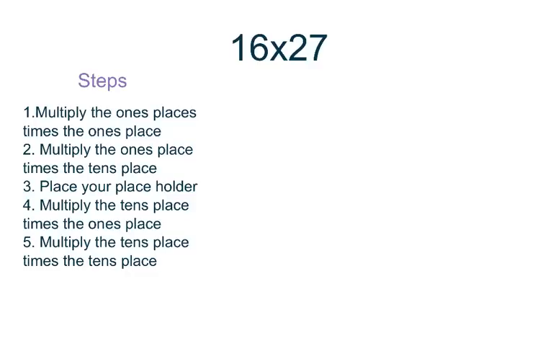Let's go ahead and take a look at our steps that we need to follow when we're multiplying with regrouping. Here we have a problem 16 times 27, and our steps are written off to the side. We're going to start by writing our problem vertically. So I'm going to have 16 times 27.